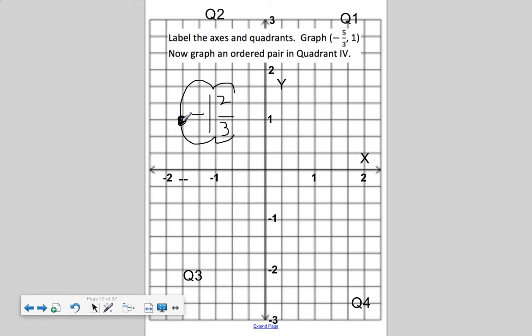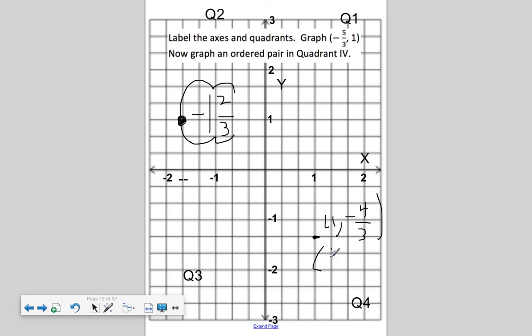Now graph an ordered pair in quadrant 4. I'll just choose this one. Random one. So let's see. Starting at 0, on the x-axis, I go to 1. And on the y-axis, what would this be? It's going below, so I know it's negative. It's going by thirds. 1/3, 2/3, 3/3, 4/3. So negative 4/3. So 1 comma negative 4/3.